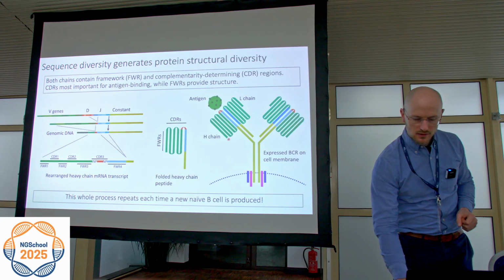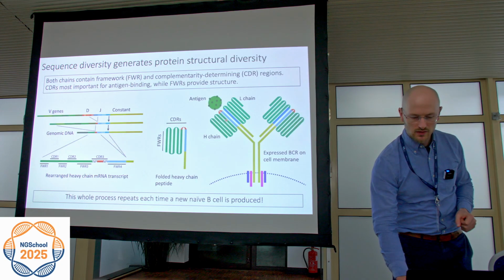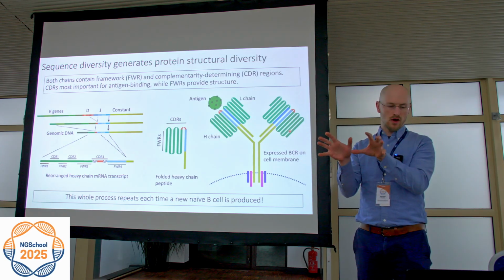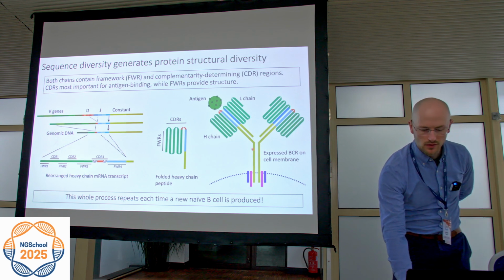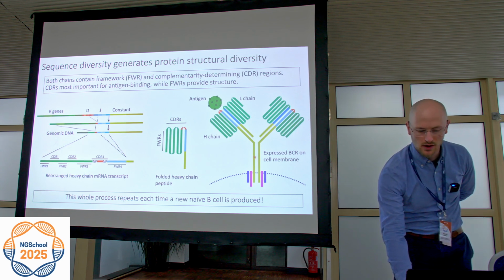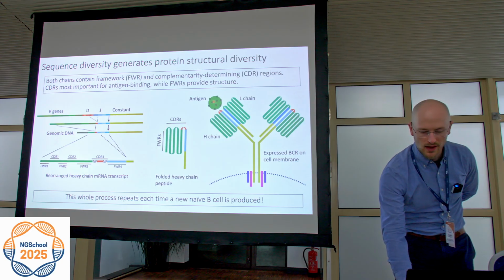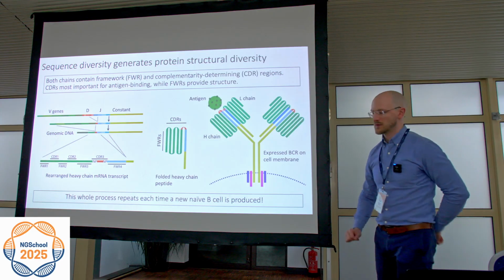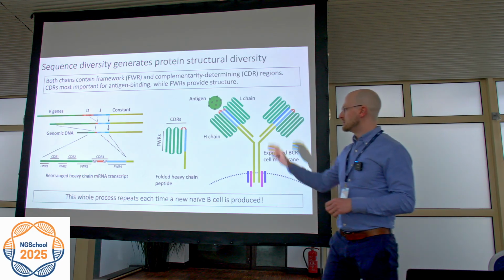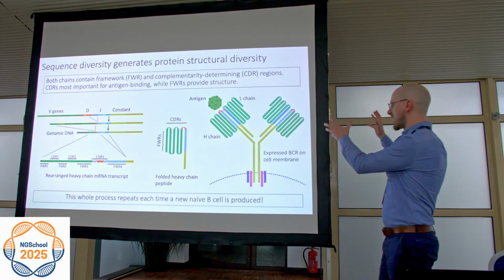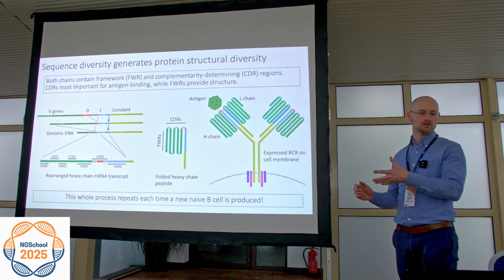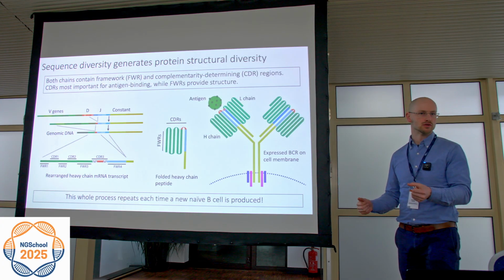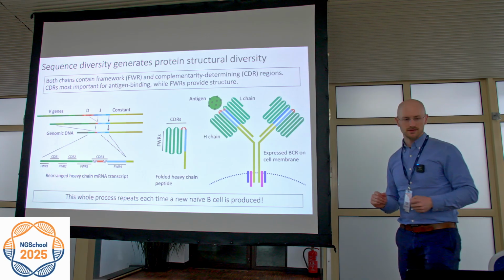So after this peptide folds, so this is the heavy chain, it pairs to a light chain, and then you have two different subunits pairing together. And this gives you the complete expressed BCR on the cell membrane. And this part of the receptor is where antigens bind. So this is how we go from DNA rearrangements to protein folding to having a complete BCR on the cell surface. And this whole process repeats each time a new B cell is produced. And this is how B cells are so diverse.